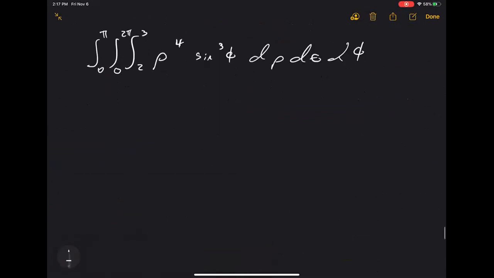Okay, so how do I integrate sine cubed? It's not a U substitution. It's not a trig substitution. I mean, I guess it is a U substitution, but it requires a little trick.